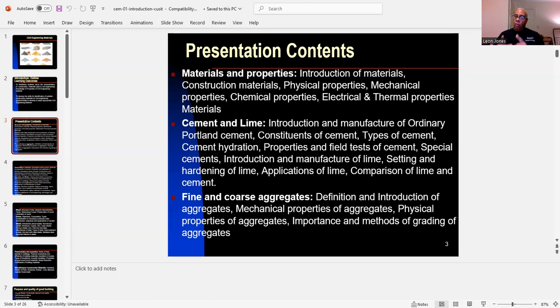And then we get into fine and coarse aggregates. We're going to have the definition and introduction of aggregates, the mechanical properties of aggregates. What do I mean by aggregates? Aggregate is a stone. The physical properties of aggregates, the importance and methods of grading of aggregates.